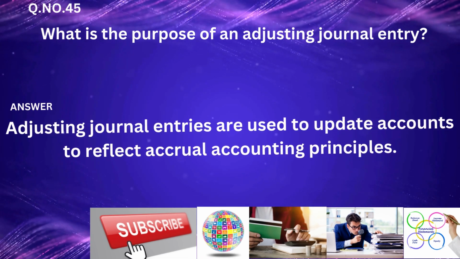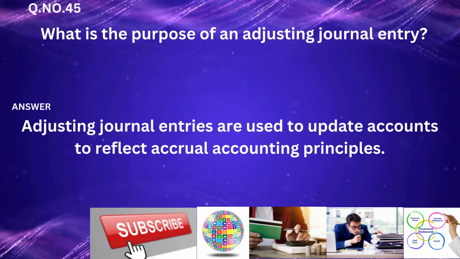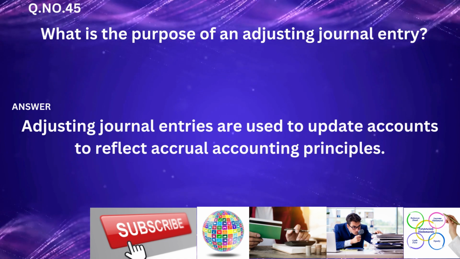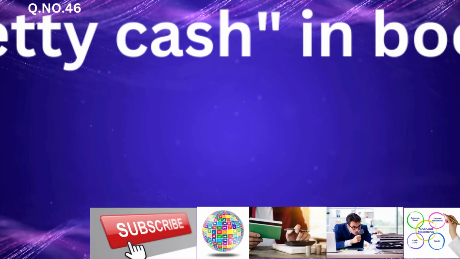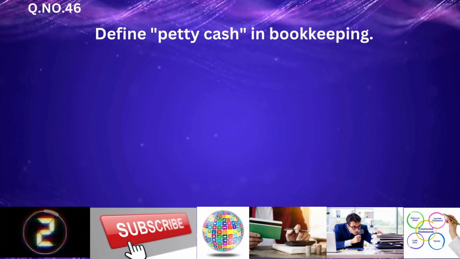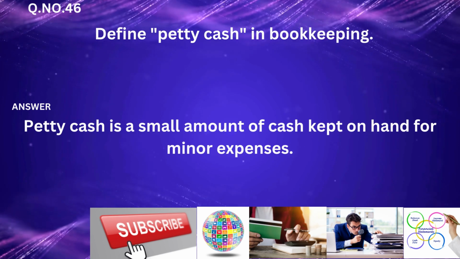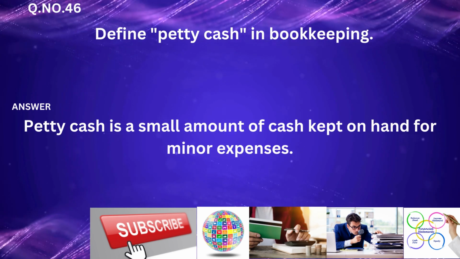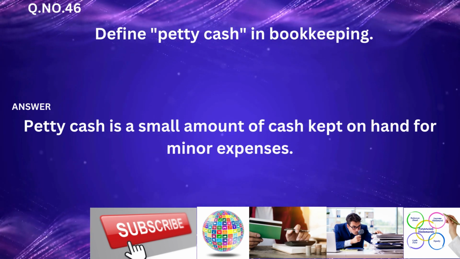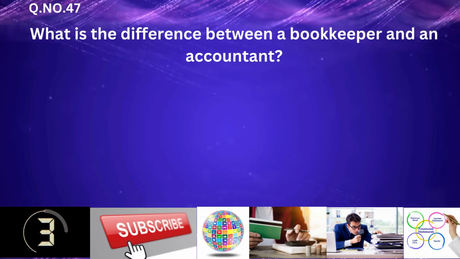Question 53. What is the purpose of the accounts receivable aging report? Answer: the aging report helps track and analyze overdue customer accounts. Question 54. What is cost of goods sold, COGS, in accounting? Answer: COGS represents the direct costs of producing goods or services sold by a company.